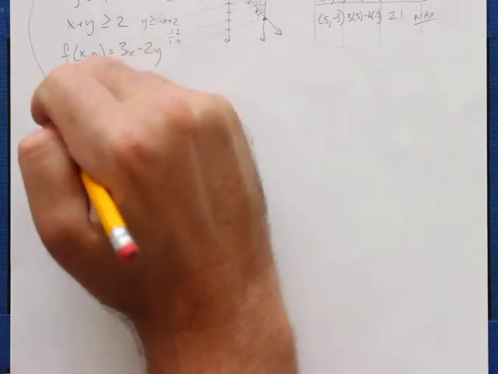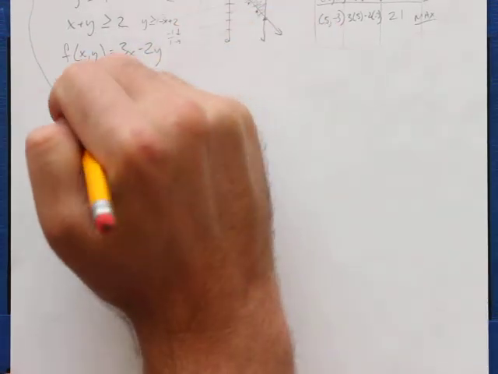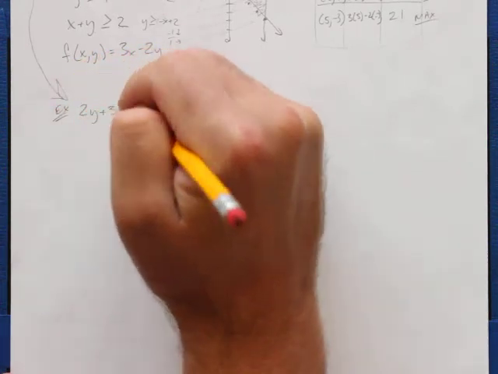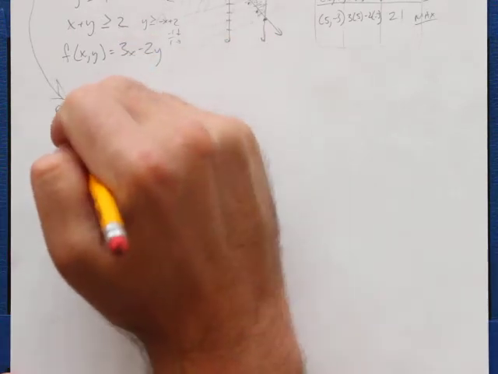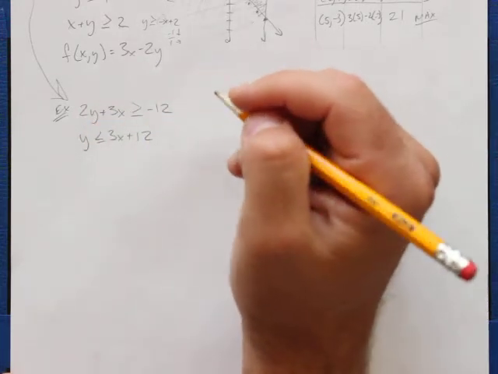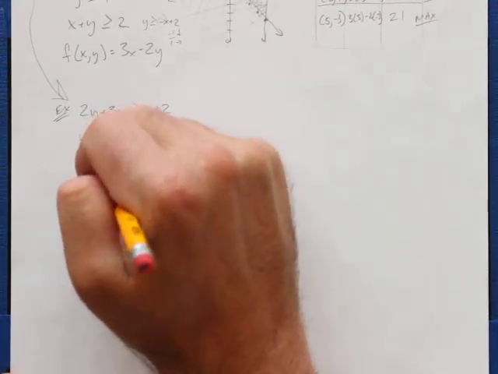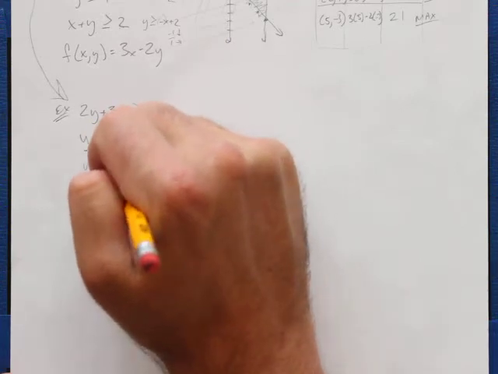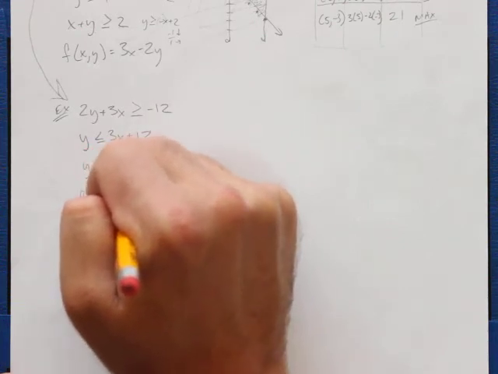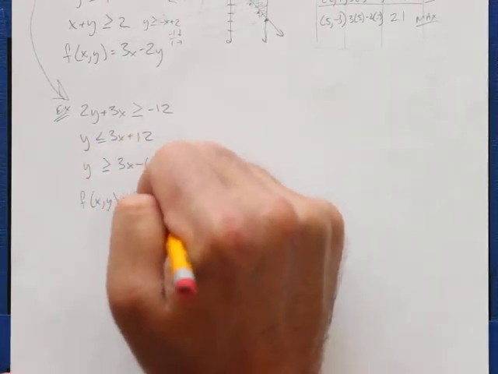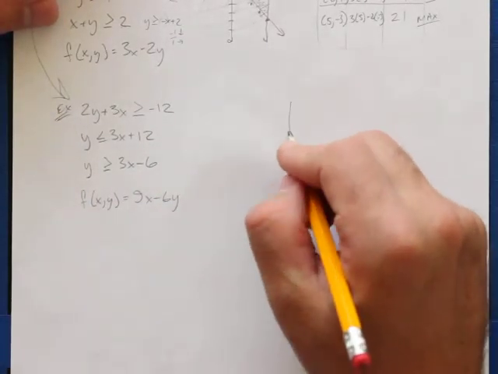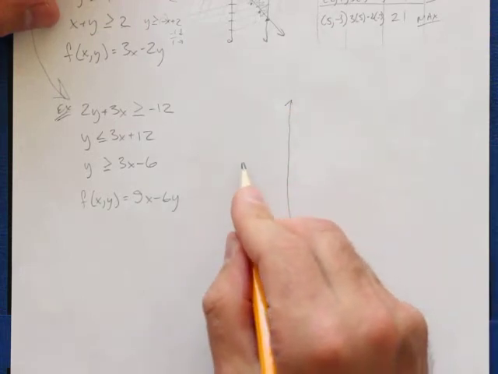example. And this example is going to be actually unbounded for reals, and it is 2y plus 3x is greater than or equal to -12. y is less than or equal to 3x plus 12. And y is greater than or equal to 3x minus 6. And f of x, y equals 9x minus 6y. All right, so let's graph this thing as well as we can.